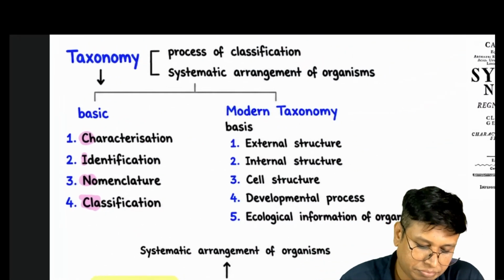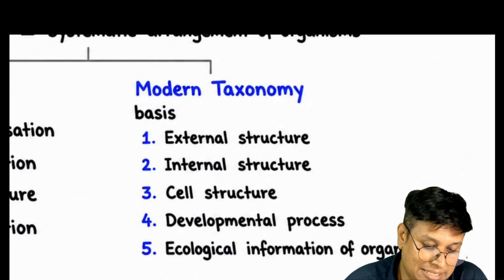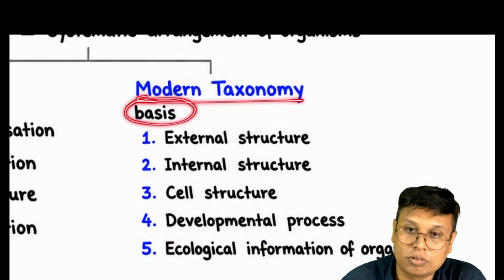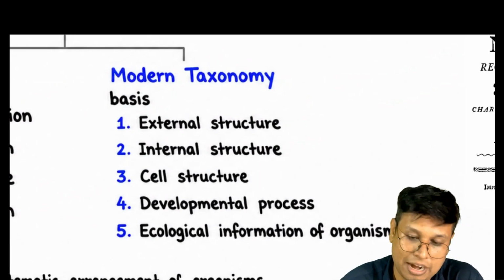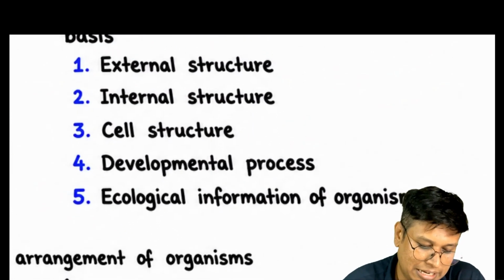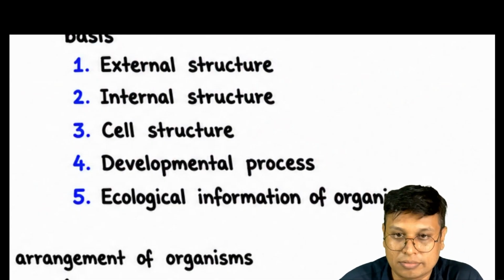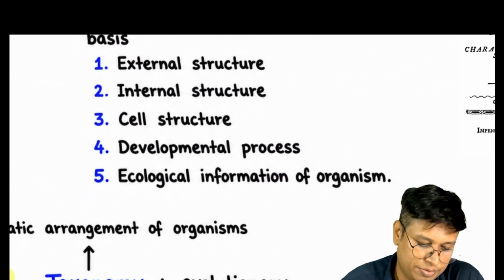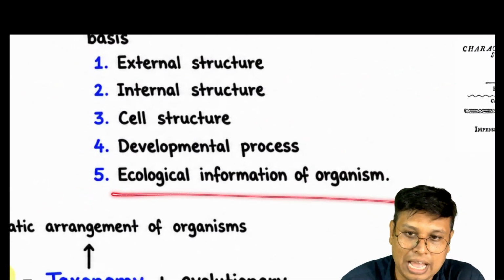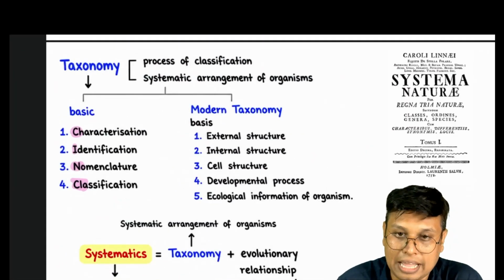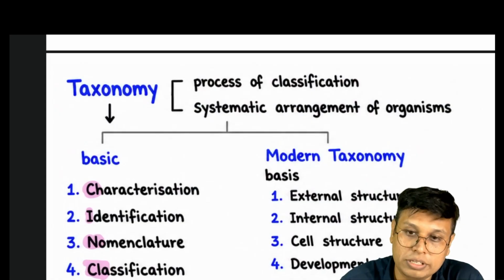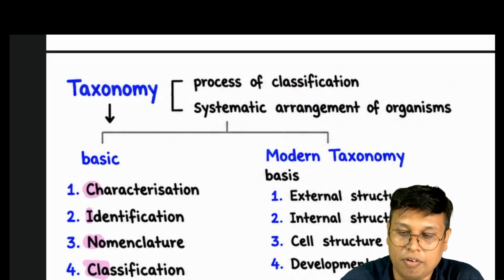Very easy. Again, remember this: the basis of modern taxonomy is external structure, morphology, internal structure, anatomy, cell structure, that is cell biology, and developmental process, development from zygote to mature forms, and finally ecological information, as we discussed before. So this is taxonomy: the process of classification and systematic arrangement of organisms.